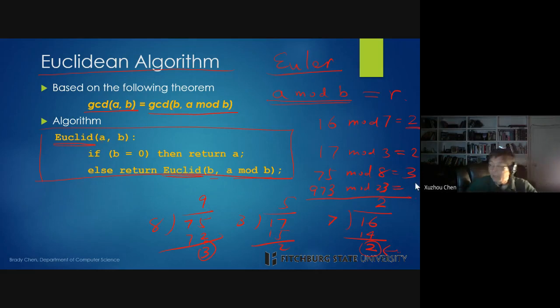Let's take a small break, and when I come back, I hope that you have already found the answer for this. 973 modulo 23. What is the answer? Okay, let me first stop the recording.